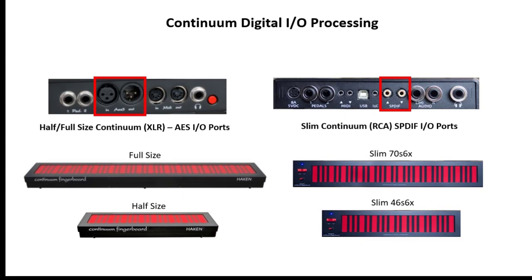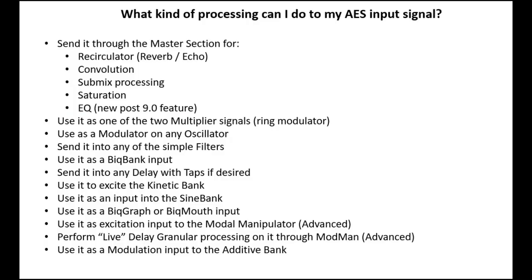can do on it. In particular, we'll talk about using Eurorack inputs, but this can be any analog input as long as you can convert it from analog to digital and get it into your Continuum. Here's a list of some of the things that you can do with this signal. Basically, you can apply it like any other audio signal in the matrix to audio inputs. You can send that signal out the master section to apply recirculation, reverb, echoes.